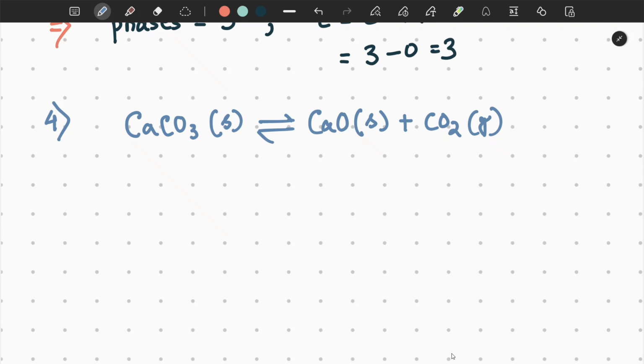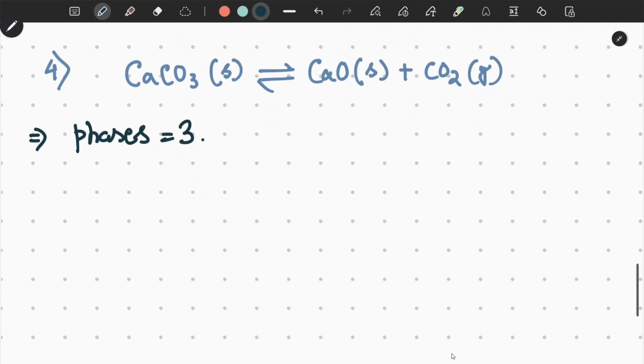Component is 3 minus 1, 2. Phase is 2 and degrees of freedom is 2. Phases? 2. How? Solid and gas. No, phase is three. These things don't go with the equation. Just try to visualize things. Two solids are different phases. If you have, let's say, salt and sugar, will they mix? You can identify them with your physical hands.